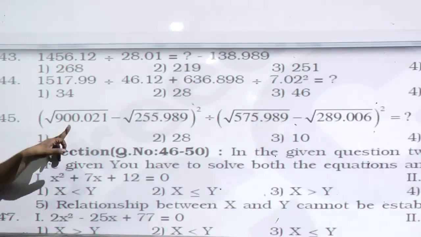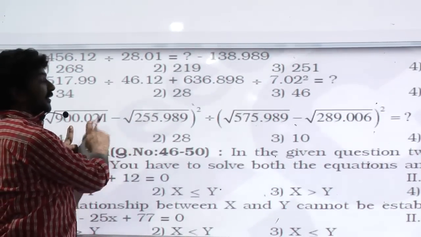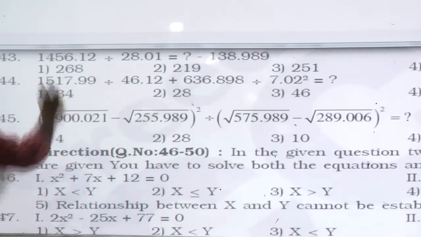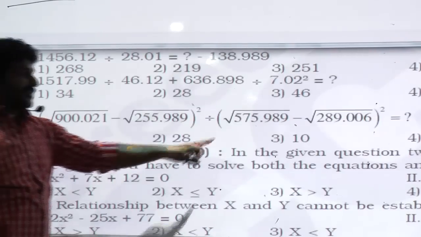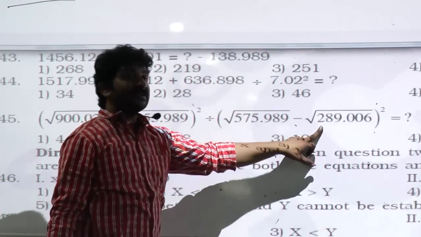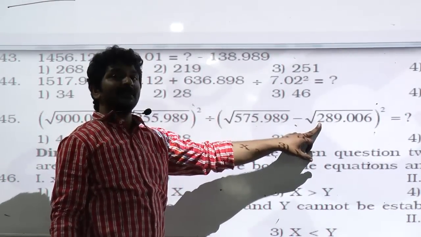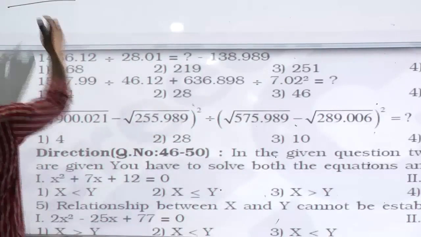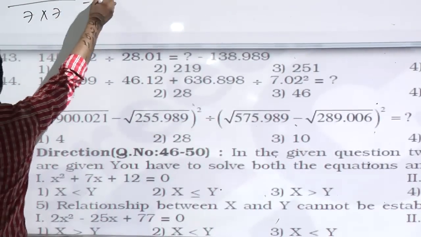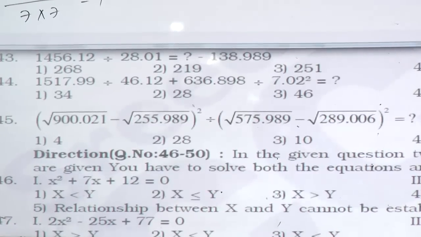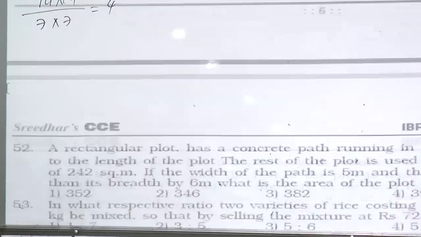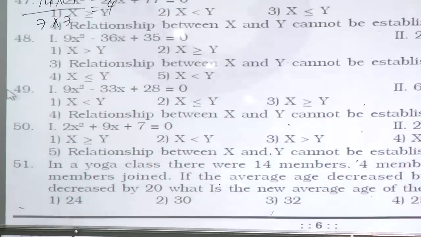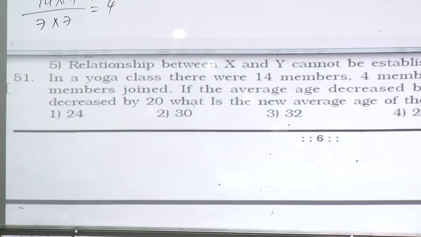How much is this? 30 minus 16. 14 square. Our numerator is 14 square. And how much is this? 24 minus 17? 7 square. 14 square by 7 square is 2 square, which is 4. Question 51, right? Any particular question in 46 to 50?